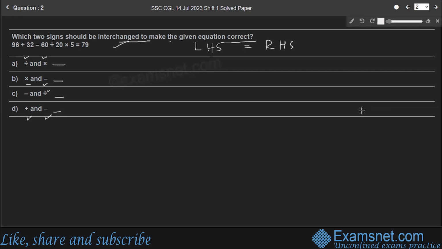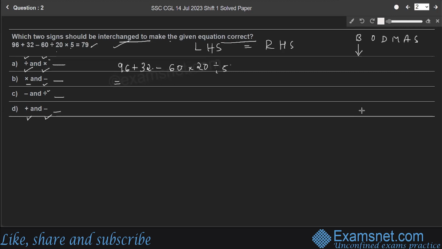So let us consider option A. If we interchange division and multiplication sign, given equation becomes 96 plus 32 minus 60 divided by 20 into 5 becomes divided by 5, right? So this LHS part should be equal to 79, which is RHS. Here, students, we are following BODMAS rule in order to solve any equation or expression.